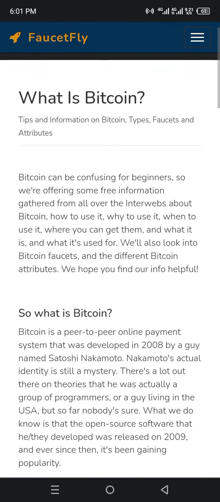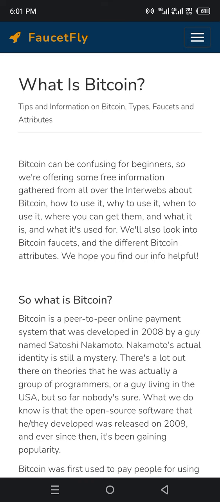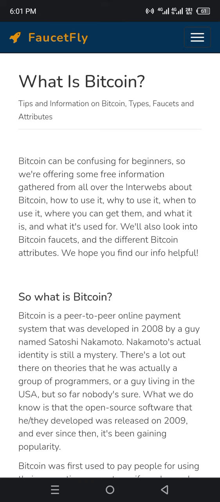There are a lot of theories that he was actually a group of programmers, or a guy living in the US. But so far nobody is sure. What we do know is that the open source software he developed was released in 2009, and ever since it's been gaining popularity. So this is the best part of it.